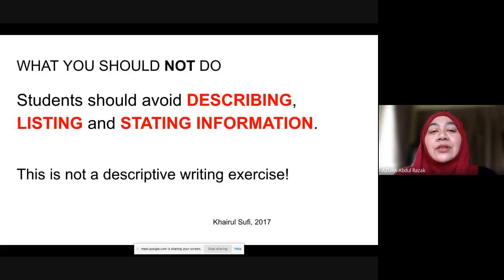All right, now, this is what you should not do. You're not going to describe everything inside the graph. That will be wrong. You're not just listing down information. You're analyzing the information, and you have to make sure that you are not just stating the information. This is not a descriptive writing exercise. This is an analysis. So make sure that you properly analyze and not describe or list or just state.